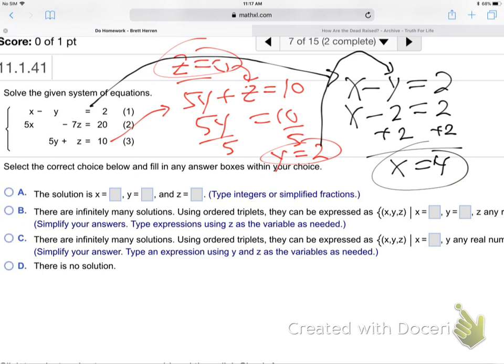How could you check and make sure you're right? You plug them in. Yeah, you could go back and everywhere you've got x, you put a 4, put a 4. Everywhere you've got y, you put a 2, put a 2. Everywhere you got z, you put a 0, put a 0. Make sure they're all true.